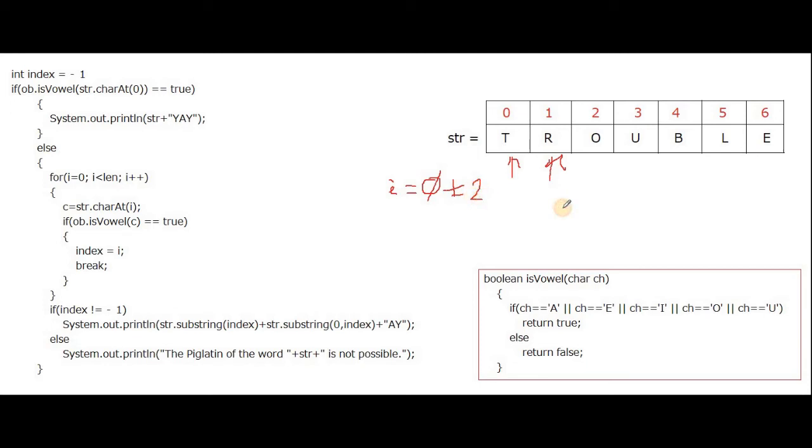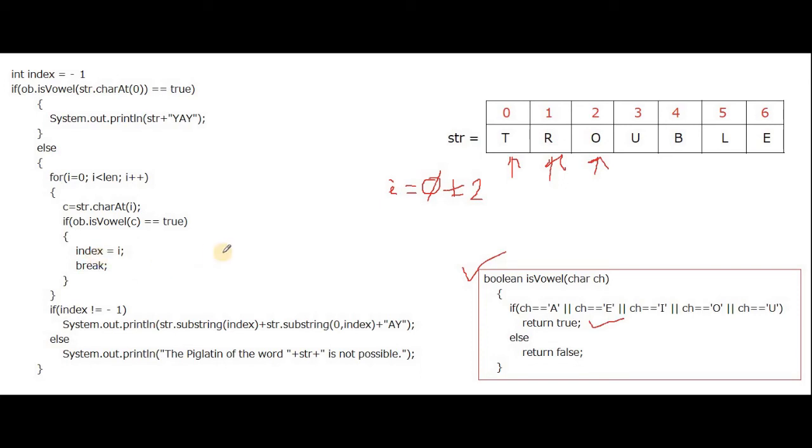Next iteration. So now I is 2. So what is position 2 indicating? Capital letter O. Due to str.charAt(I), the value of C is now capital letter O. Now this O is sent to the isVowel method to check whether capital O is a vowel or not. In this case we know that O is a vowel, so it will return the boolean value true.